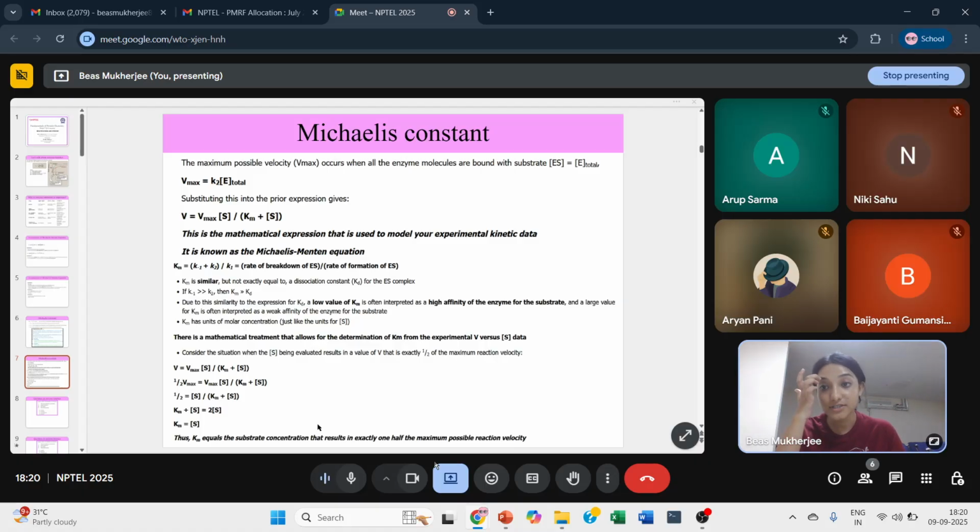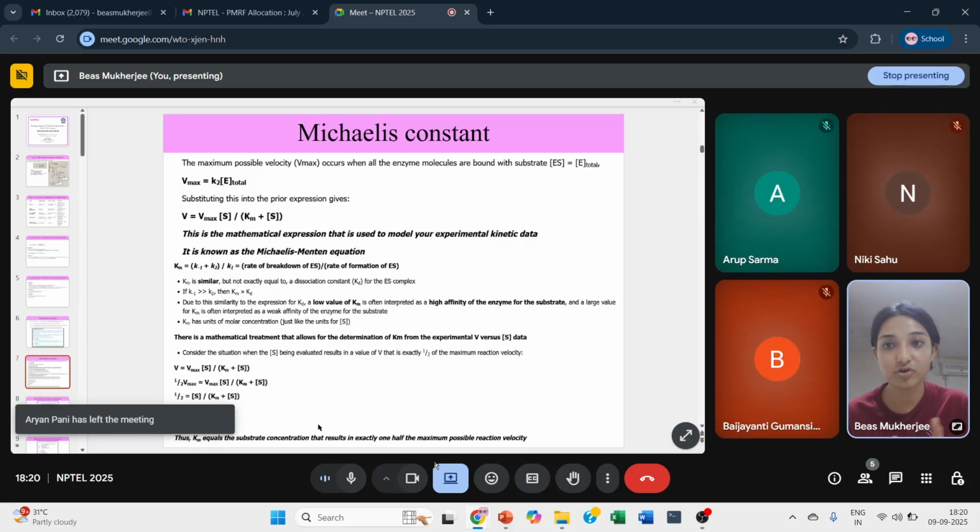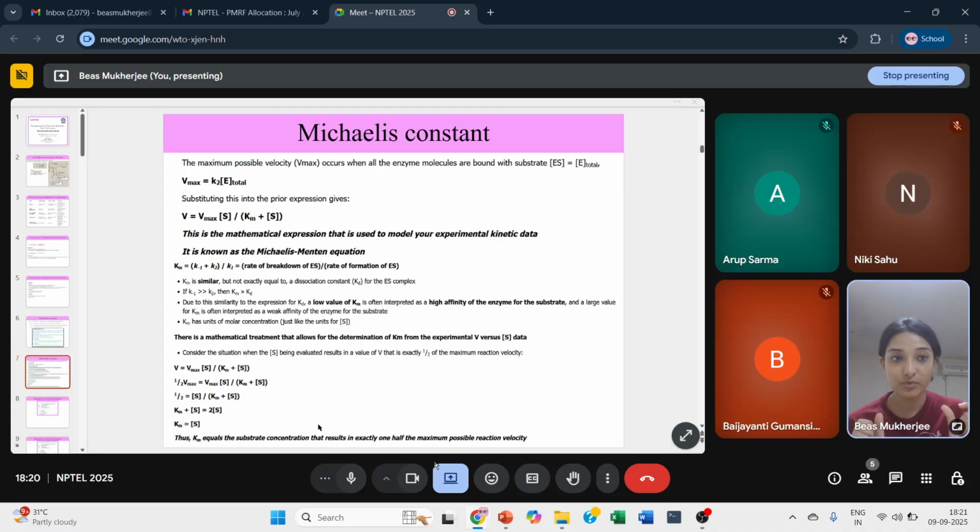Why? Because if K1 is much greater than K2, that means the forward reaction for formation of the enzyme substrate complex is much more than the backward reaction of dissociation of the enzyme substrate complex, then Km is much more than Kd. Okay, because the rate of dissociation is much less compared to the rate of formation. And see, due to this similarity for the expression for Kd, a low value of Km is interpreted as high affinity of the enzyme for the substrate.